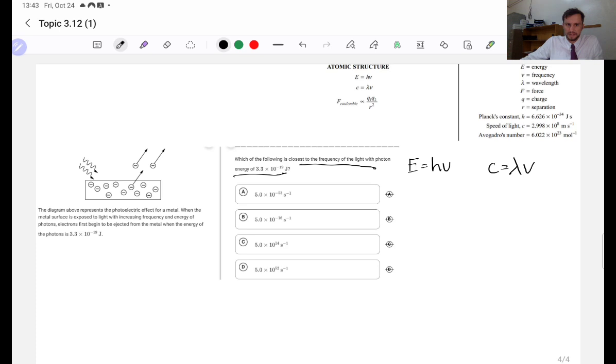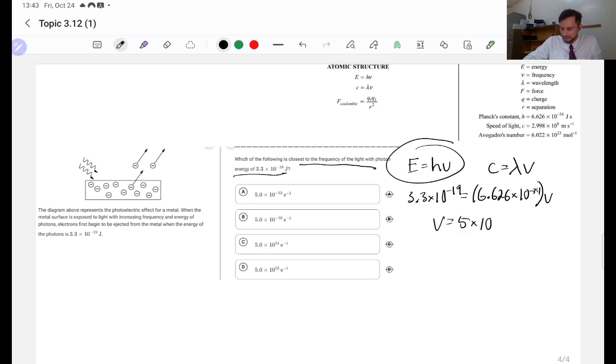So we can use, again, this equation here, energy equals Planck's constant times V. And so if we do that, we get 3.3 times 10 to the negative 19th equals 6.626 times 10 to the negative 34th times V. And we solve for V, which equals 5 times 10 to the 14th power, which is option C.